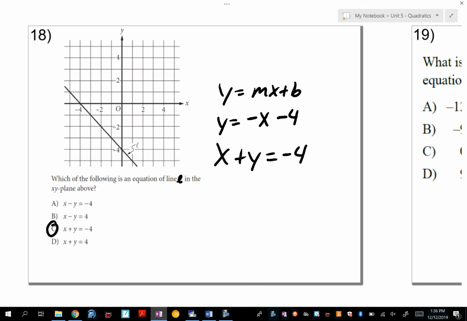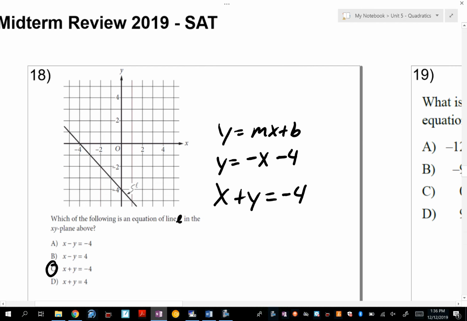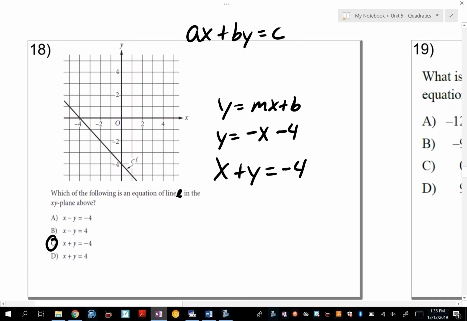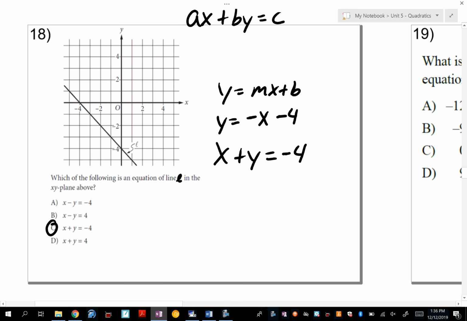What I've noticed in doing these questions is there's a pretty good amount about standard form for the linear equation. All right, ax plus by equals c. Don't confuse that with standard form for the quadratic, which is ax squared plus bx plus c. A lot of standard forms.